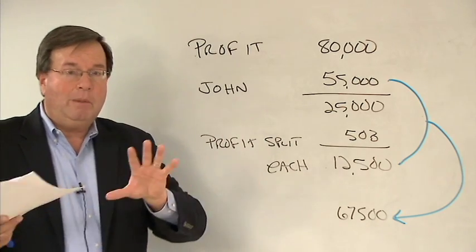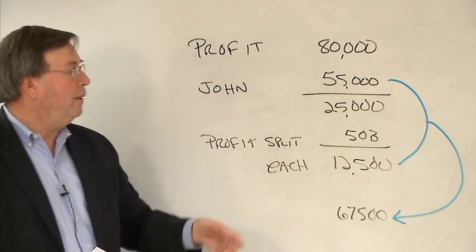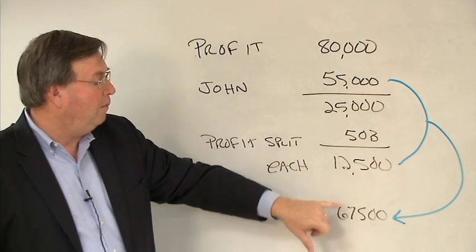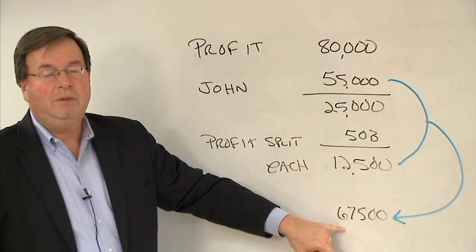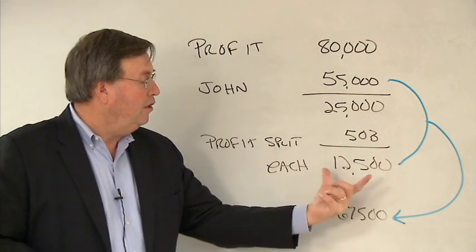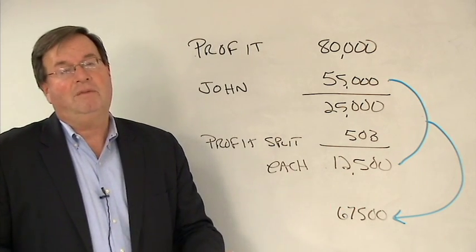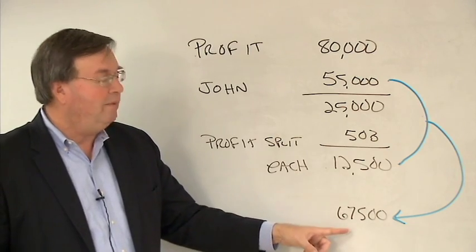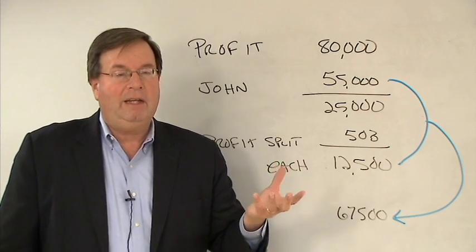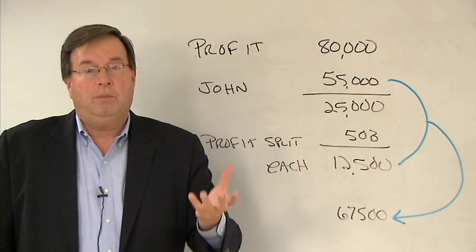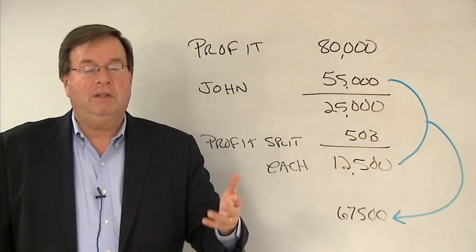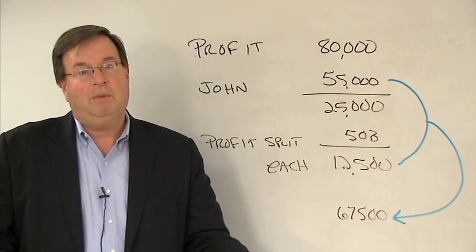And so if the question is how much John should recognize for the period, it's the 55 of the 80,000, he gets 55 plus 12.5, or 67,500. If the question is how much should his daughter recognize as income, she would recognize just simply 12,500. If you add the 12,500 and the 67,500, you would come up with the 80,000. So what we're looking at here is how do we allocate the profit in a situation where capital is a material income producing factor in this type of business.